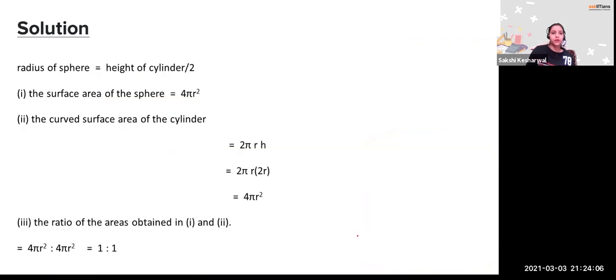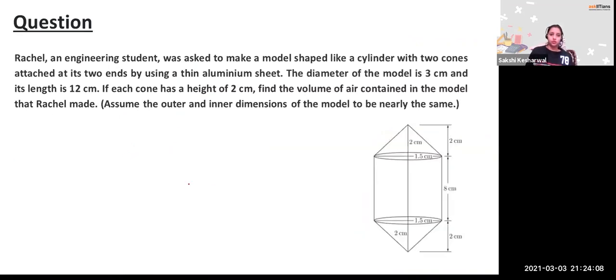Done? Okay. Now let's come to this question. What this question says is that Rachel, an engineering student, was asked to make a model shaped like a cylinder, with two cones attached to its ends, by using thin aluminum sheets. The diameter of the model is 3 centimeter.